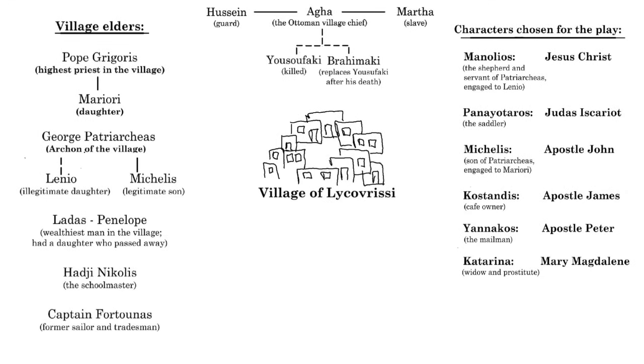Now, on the right-hand side, we have the previously mentioned villagers who have been selected by the elders to play in the reenactment. So Manolius, as we've mentioned, is a shepherd, Panayotaros is a saddler, Michaelis is the son of George, Kostandis is the local tavern owner, Yanakos is the mailman, and then finally we have Katerina, the widow, the prostitute, and quite unfairly, the bearer of shame in the village.